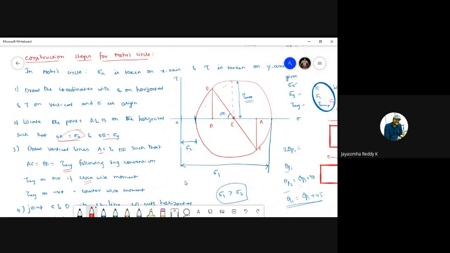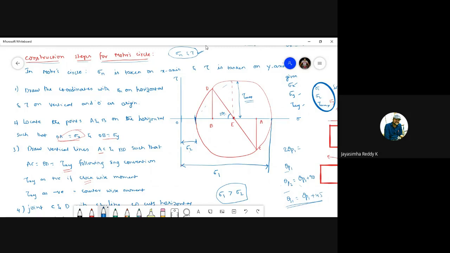So in the previous class, we have seen the construction steps for Mohr circle. We have taken equations for sigma 1, and we have these derivations: sigma 1, sigma 2, and tau. Based on these equations, sigma n and tau, we derived this in the first class of our principal stresses class.